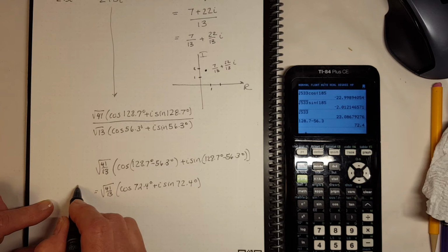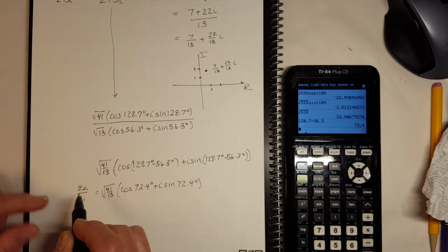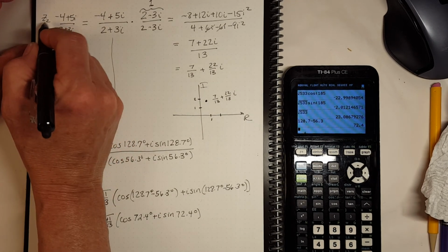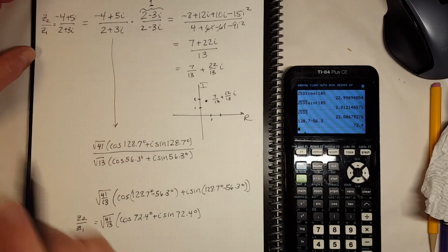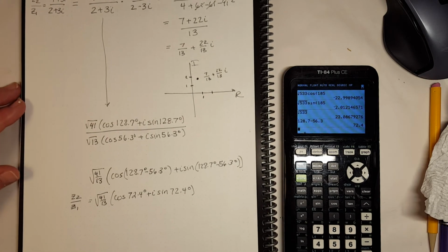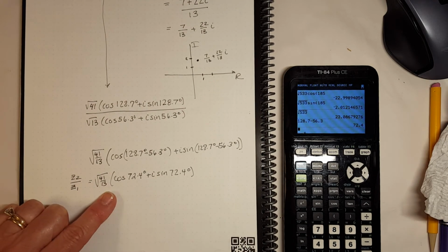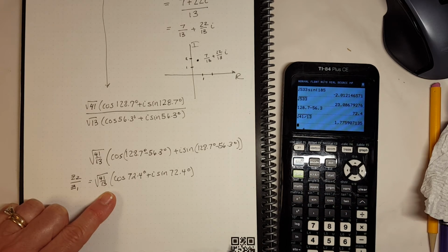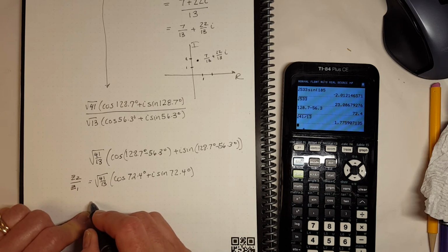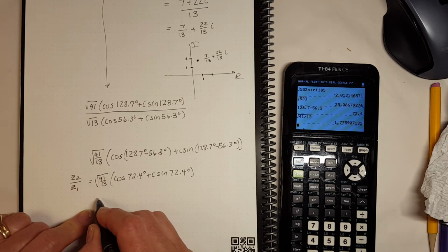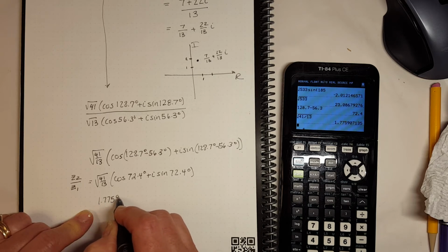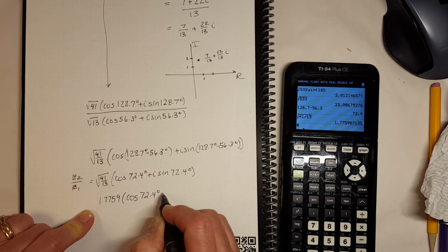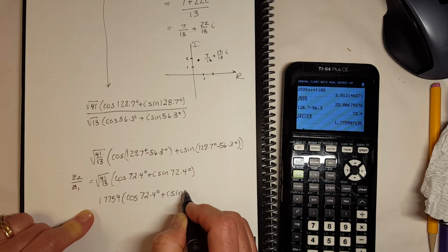I'm not going to do that here. So this was z2 over z1, because remember we had z2 was our -4 plus 5i, and z1 from our earlier problems was 2 plus 3i. Now let's confirm that this makes sense. So let's see, what is the square root of 41 divided by 13? It is 1.7759, approximately. Okay, cosine of 72.4 degrees plus i sine 72.4 degrees.